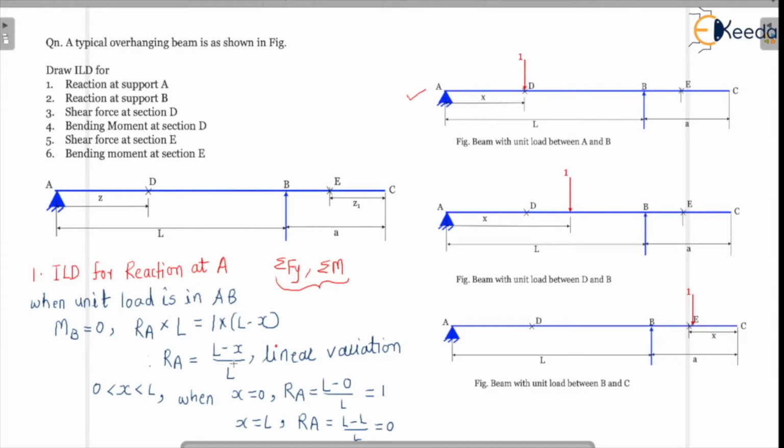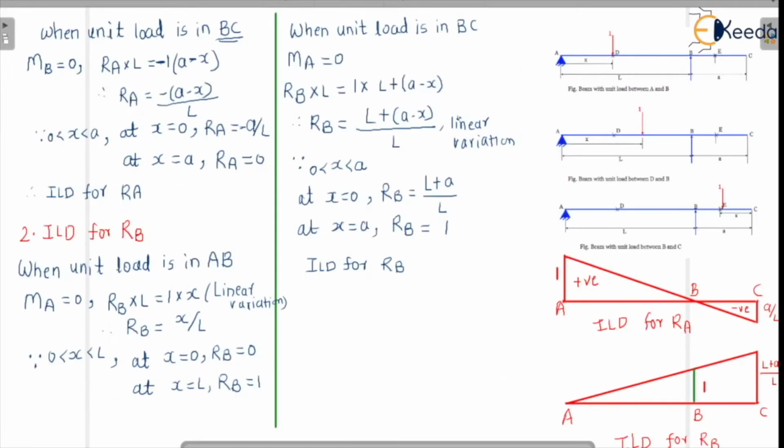So substitute X equal to 0 in this equation. So when X equal to 0, our ILD for RA is 1. And when X equal to L, RA becomes 0. Okay. So this is the case. So this is when unit load is in AB. Now let us see when unit load is in other part of the beam.